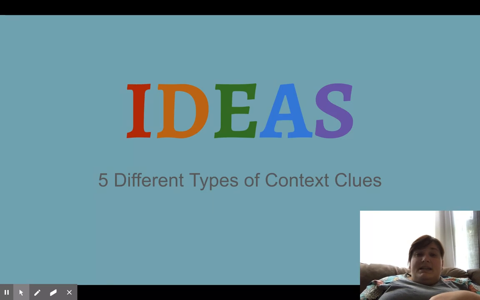That strategy is context clues. And there are 5 different types of context clues. And I like to teach these with the word IDEAS. Each of these letters represents one type of context clues. So let's look a little deeper and see what those are.